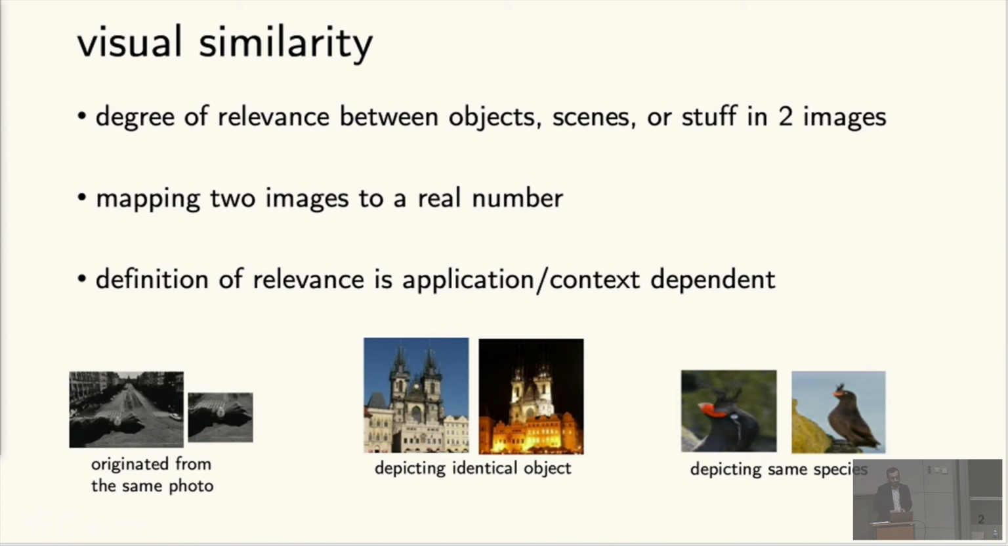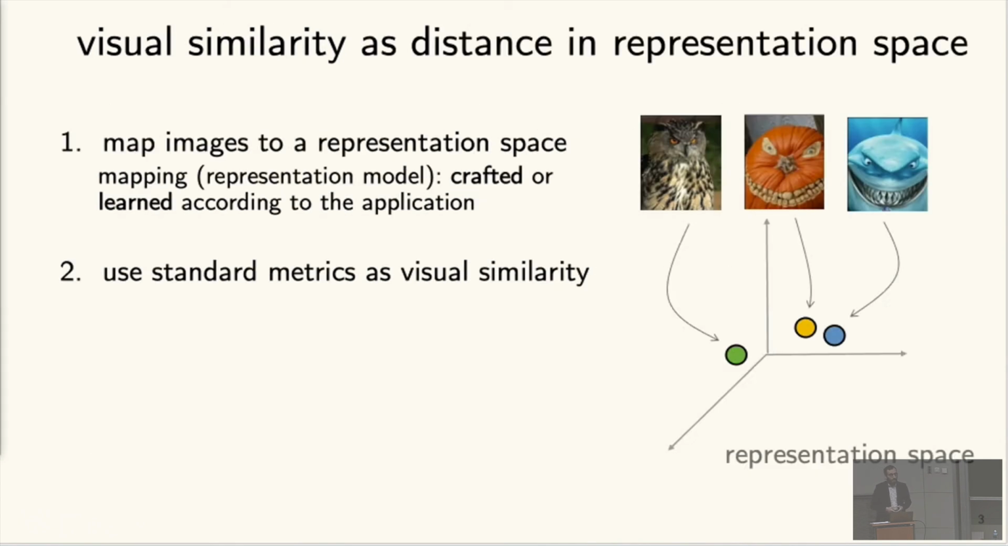So visual similarity, as estimated by a computer vision algorithm, gives a continuous similarity value that we want to be high for relevant image pairs or low for non-relevant image pairs. And there is a very common way to estimate visual similarity, which is with a two-step approach. That first, we map images to a high-dimensional representation space.